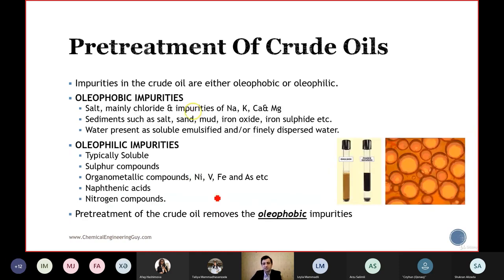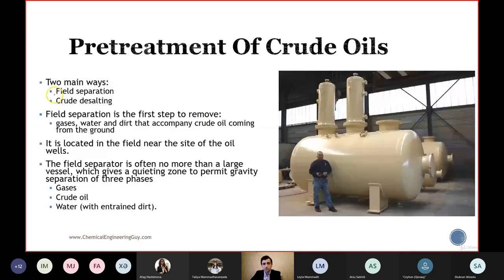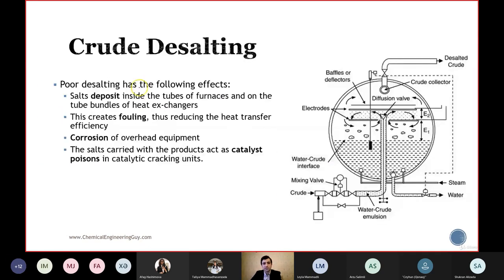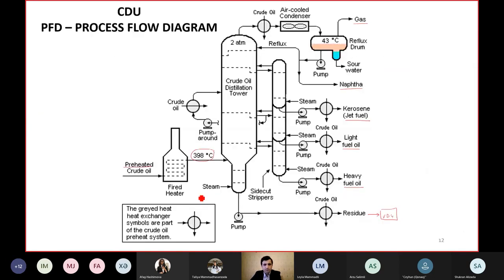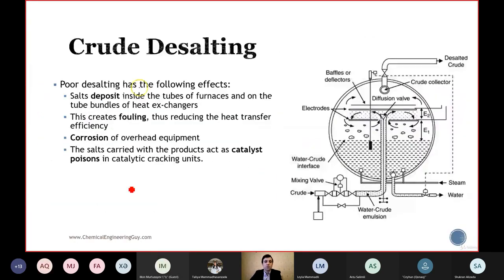So I added this slide so that when I send the presentation to you, you can read it. I just want to skip this part because we have much more to talk about on the process side. Crude desalting. Go back to here. Before it is sent to the fired heater, we have the desalter here. The question to you: why do we need to desalt crude? Why can we not just send it to the distillation tower immediately? Any idea?